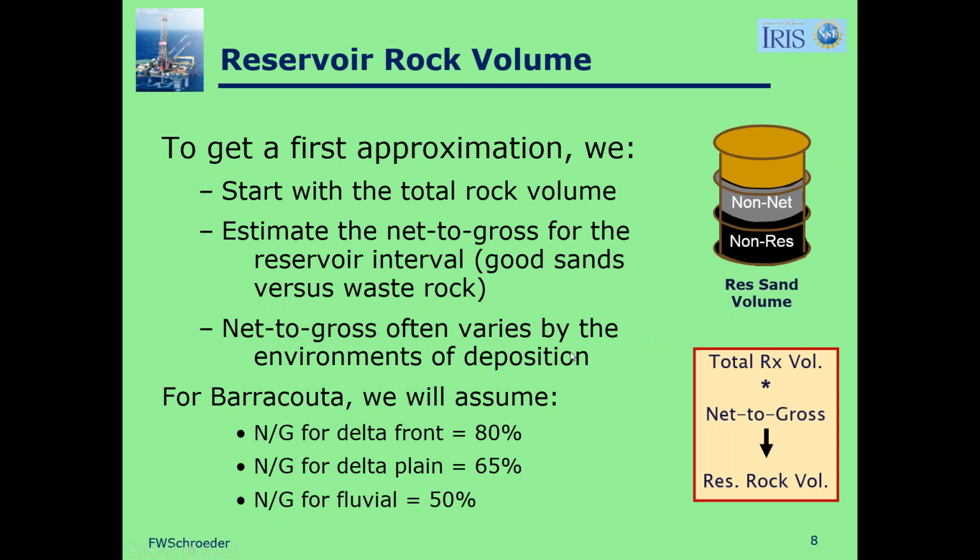Given the total rock volume, then we need to estimate the net to gross for the reservoir interval. So how much is good sands, reservoir quality sands that we can get the fluids out of, versus everything else that we use the term waste rock.